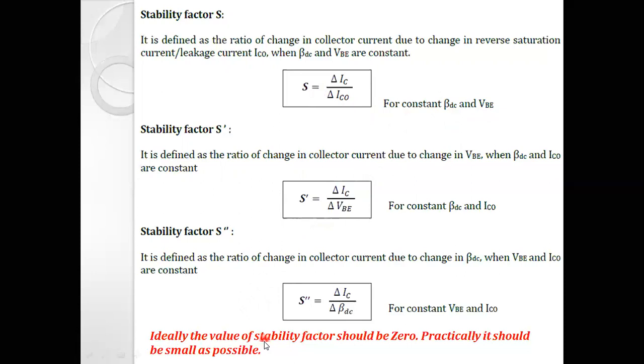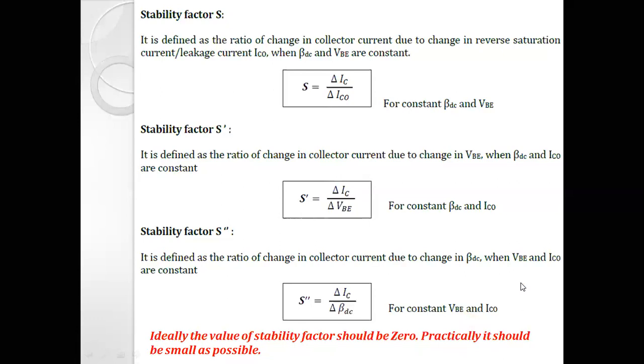Here, the note is given that ideally the value of stability factor should be zero. It means that even though there is change in the reverse leakage current, there should not be change in IC, right? But practically it should be as small as possible. So ideally the magnitude of stability factor should be zero, but practically it should be as small as possible.